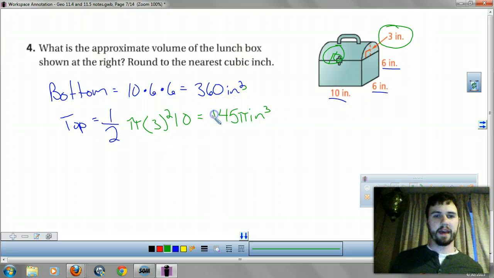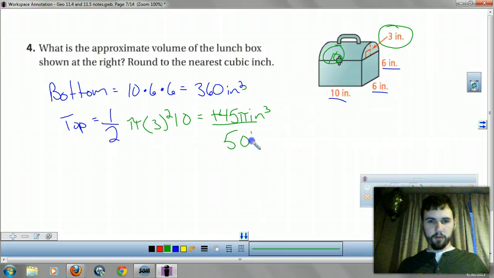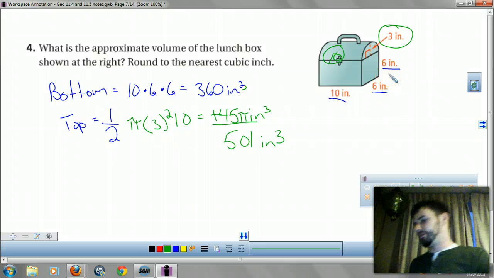Okay? So I add these together and plug it in my calculator. Well, actually, no, I have to do this. And I get 501 inches cubed. That's a lot of lunch.